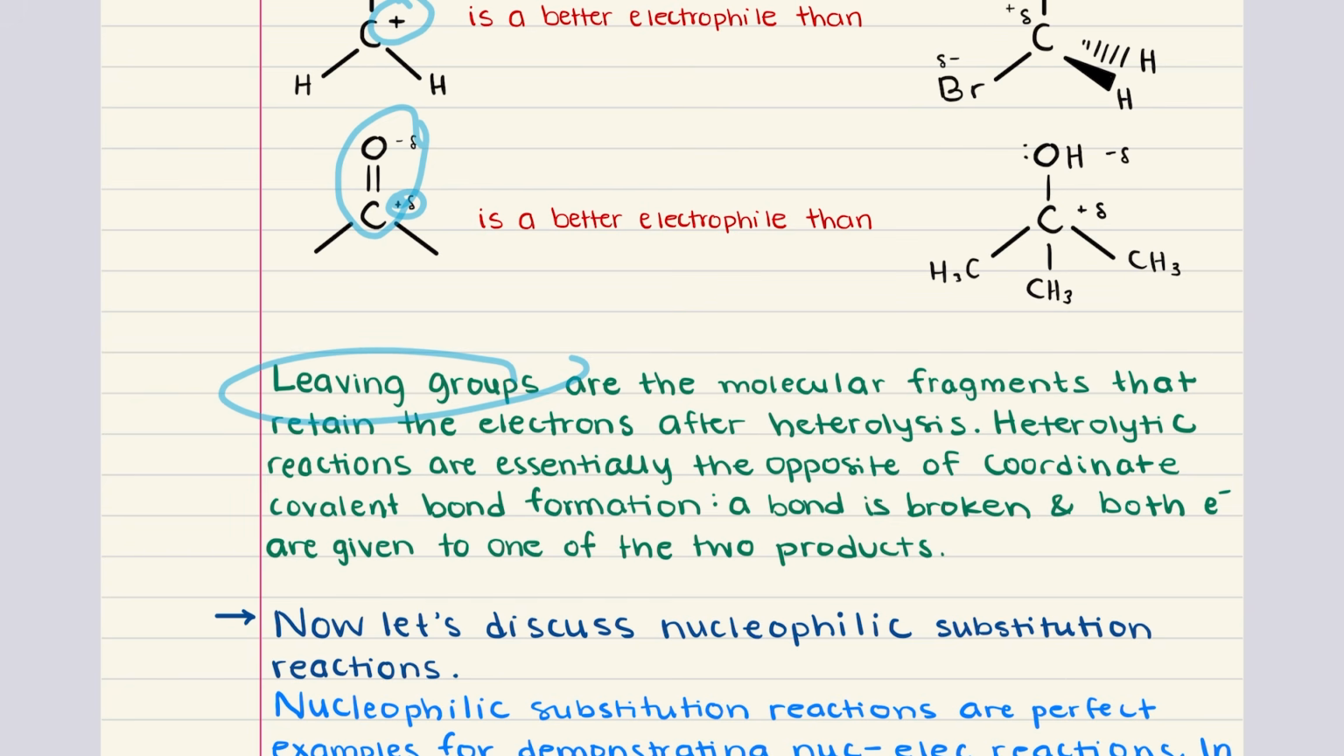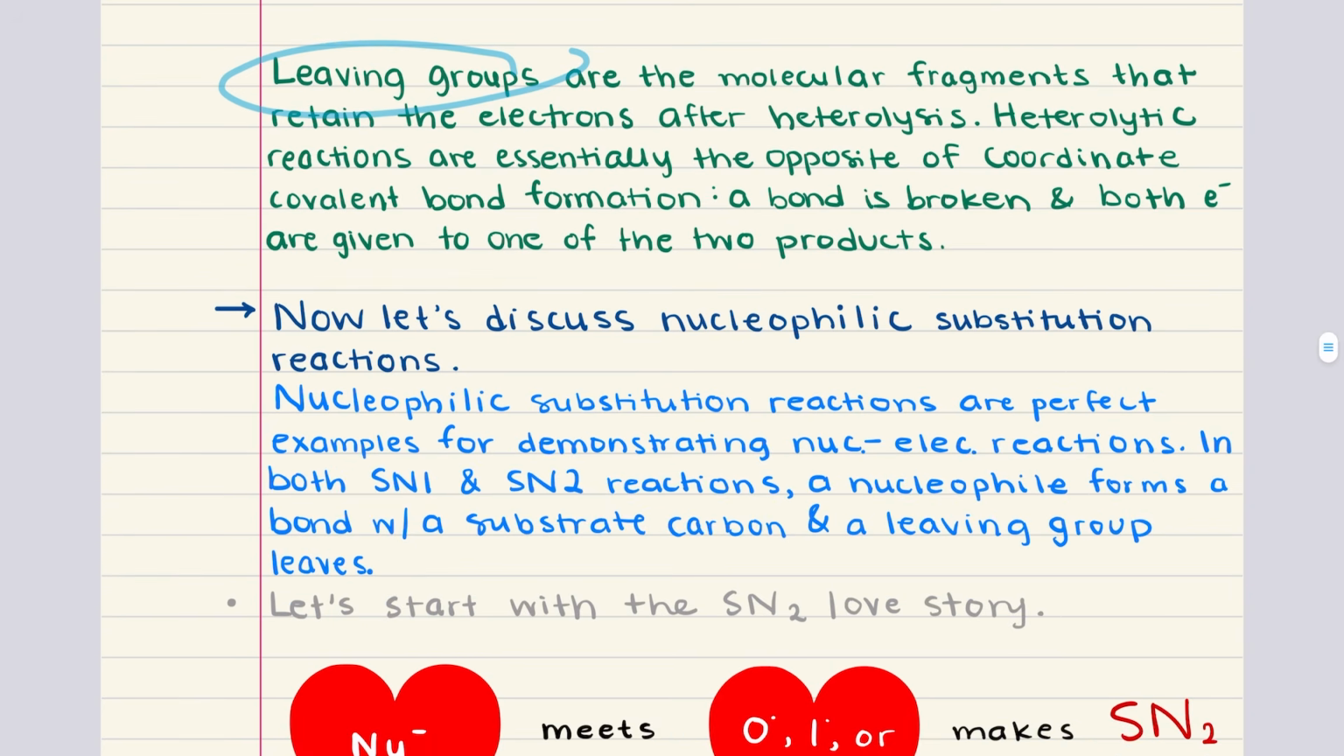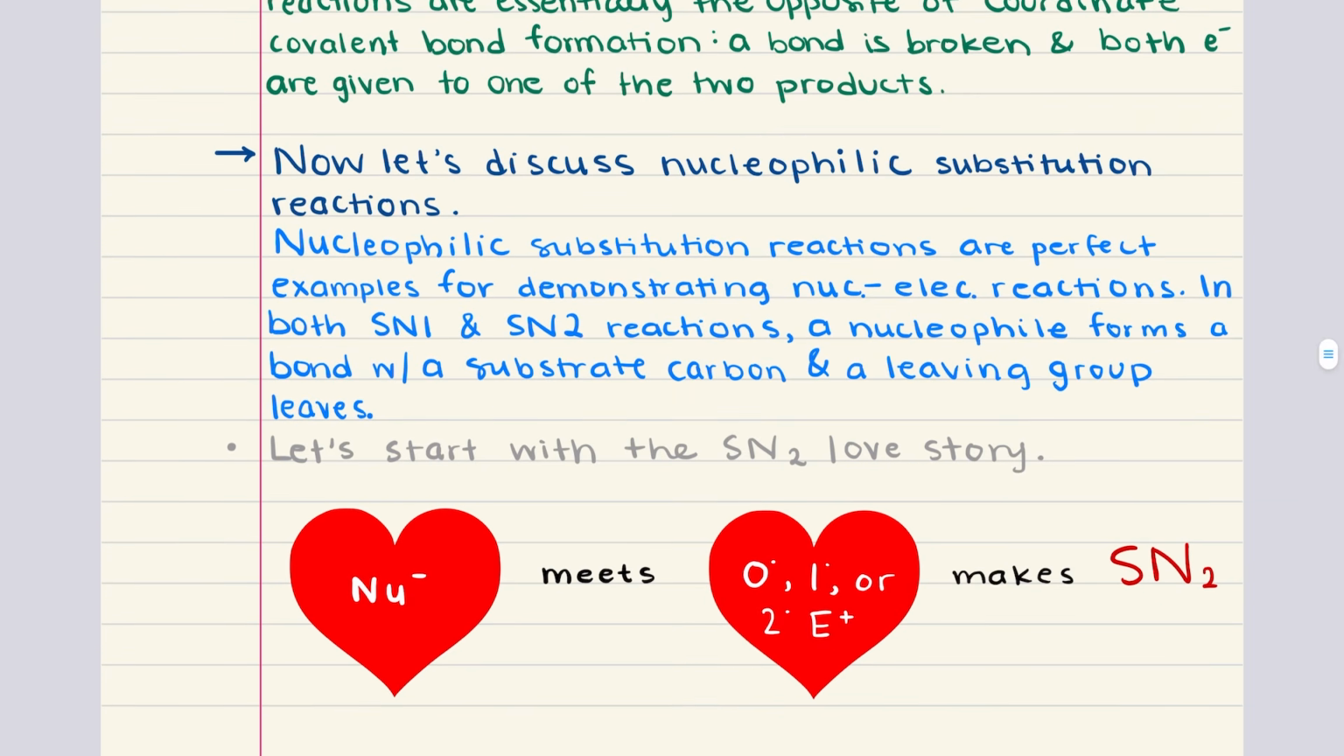Now that we've established the roles of nucleophiles, electrophiles, and leaving groups, we can move on to nucleophilic substitution reactions where these species interact directly. These reactions serve as key examples of nucleophile-electrophile interactions. In both SN1 and SN2 mechanisms, a nucleophile forms a bond with a substrate carbon while a leaving group departs.